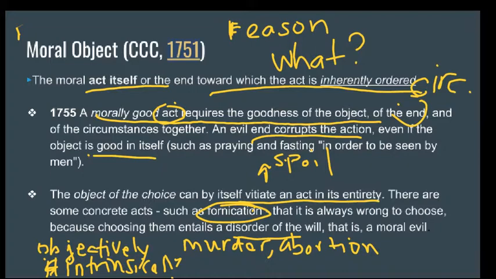And so, for that reason, fornication is considered something that is always wrong, because the whole ordering of sex is to happen within marriage. That's part of God's plan for marriage. And so we always want to make sure that the moral object is good.